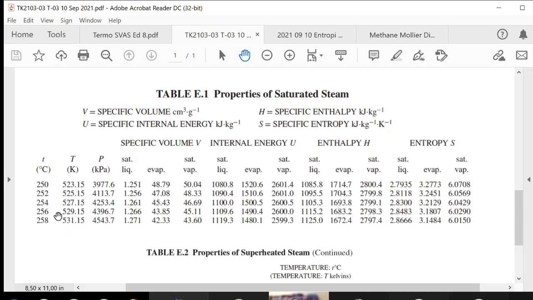Okay, what is the pressure of that steam, saturated steam? This is the pressure, 4396.7. What is the unit? The unit is kilopascal. Okay, now remember, if I have a dome, on the left hand side it is the liquid, on the right hand side it is the vapor. Which dome we are talking about?